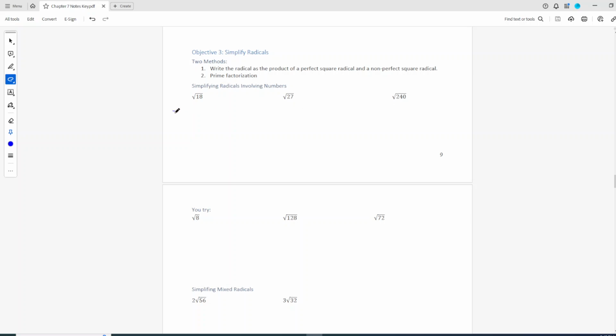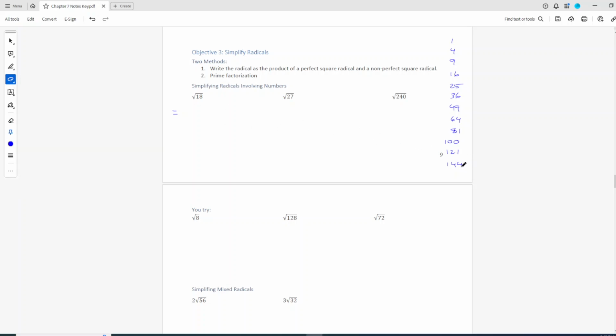So if I look at this first one, the thing you have to be comfortable with is your perfect squares. So 1 squared is 1, 2 squared is 4, 3 squared is 9, 4 squared is 16, 5 squared is 25, 36, 49, 64, 81. 9 squared, 10 squared is 100, 121, 144, and that's generally enough for you to know. But these are our perfect squares.